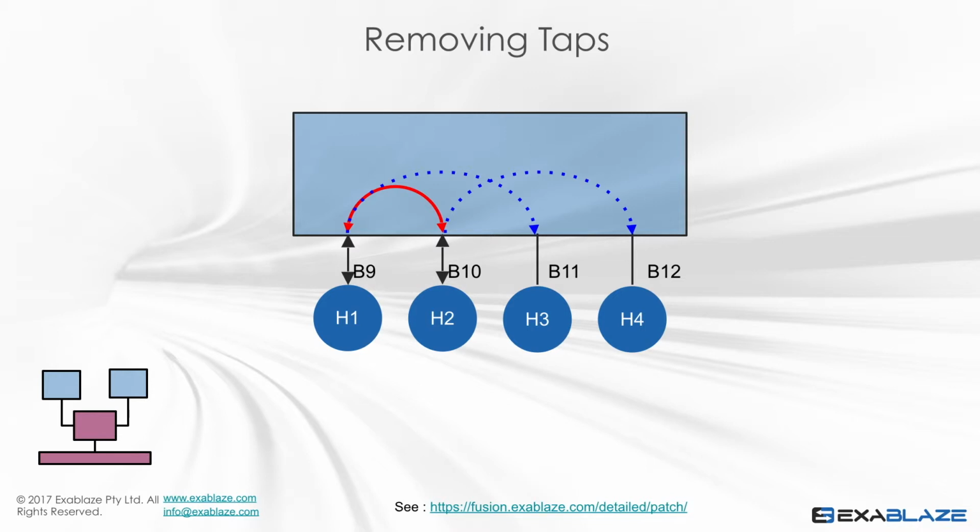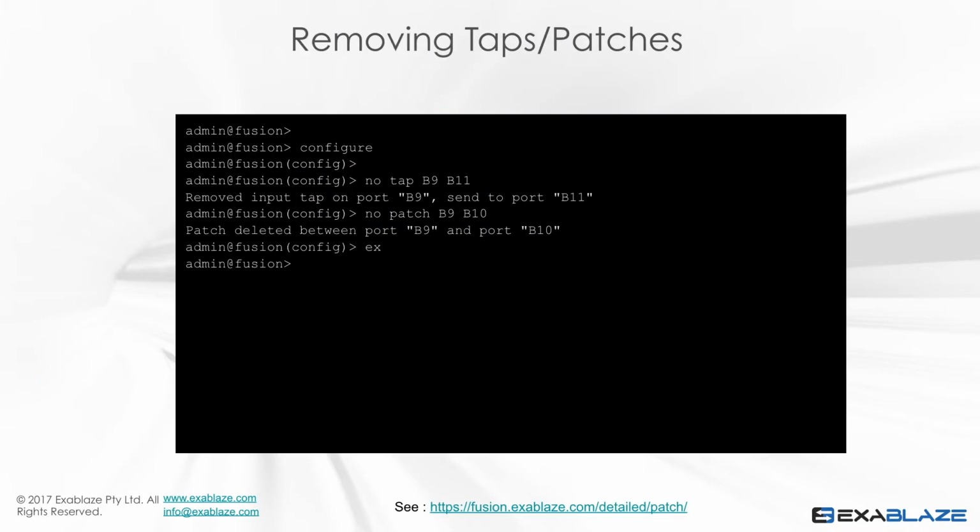In the discussion so far, we've focused on how to create objects in the Fusion, such as patches and taps, but not how to remove them. Objects are removed in much the same way as they are created. However, the command is prepended with the keyword no.